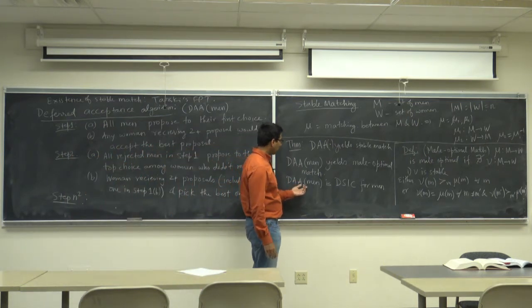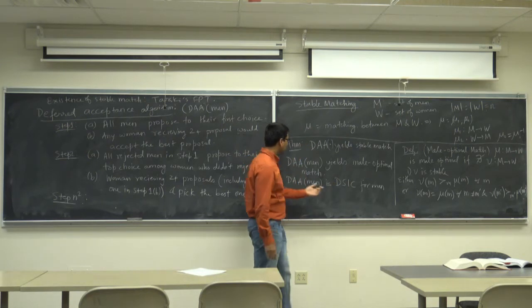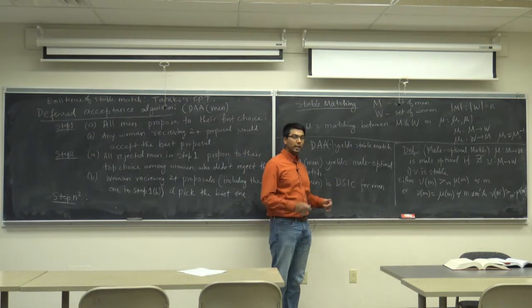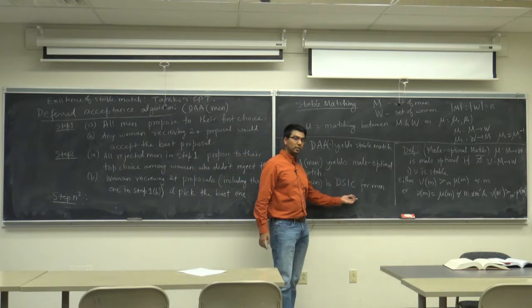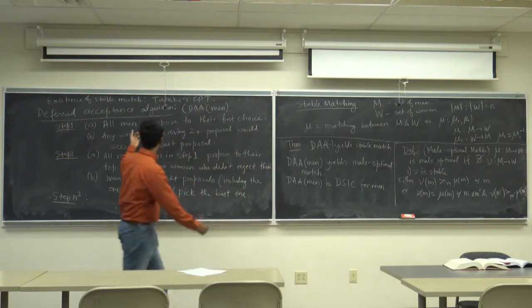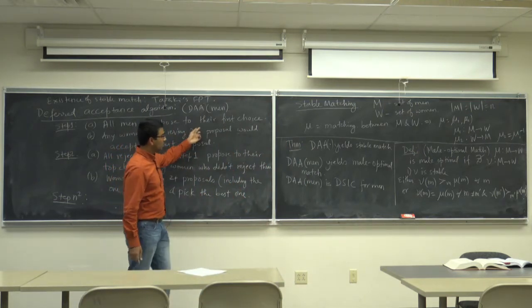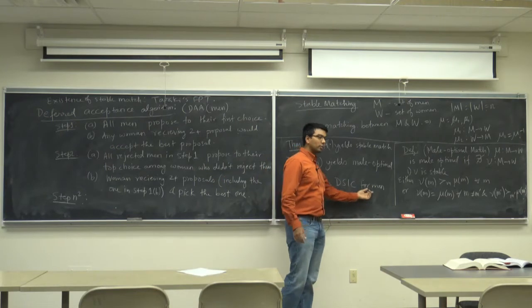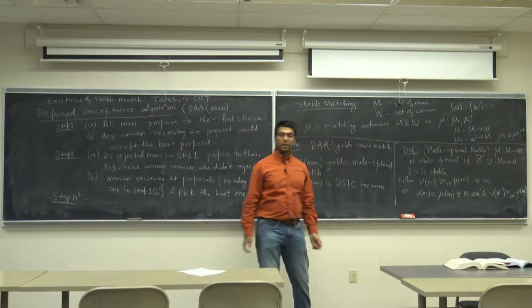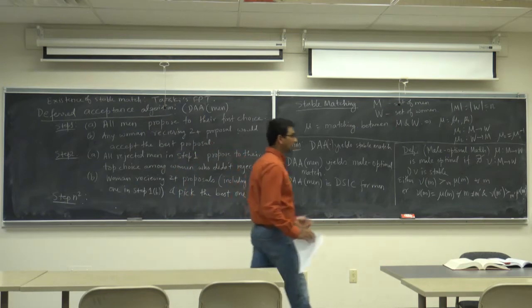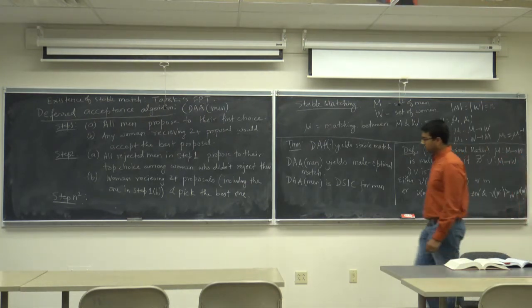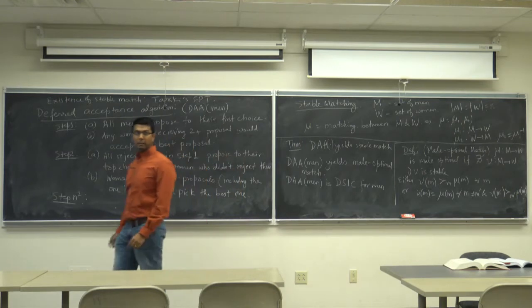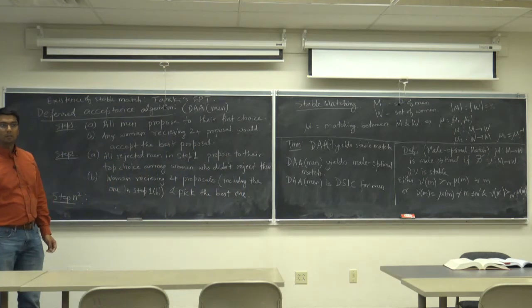More importantly, males in this particular algorithm will not have an incentive to lie. They will be truthful about their preference order. However, it's not DSIC for women. Now, if women propose to men, in that case it will be DSIC for women, but not for men. So that's the property of this particular stable matching algorithm, the deferred acceptance algorithm. Any question about this, stable matching? No?